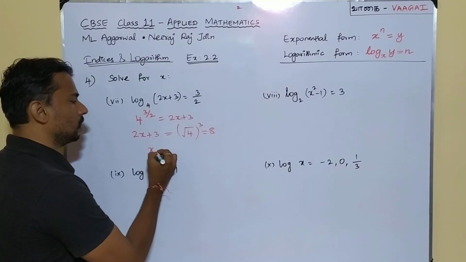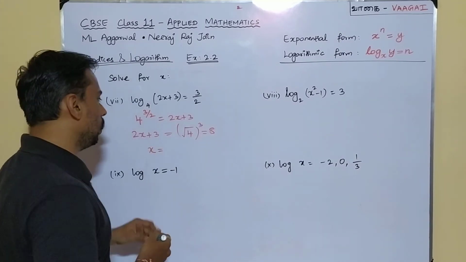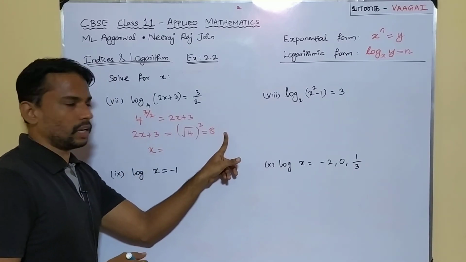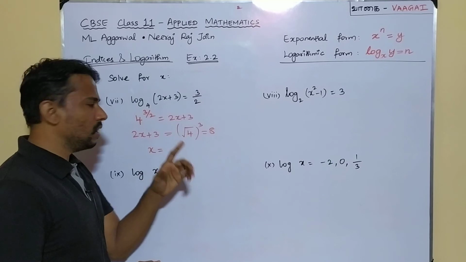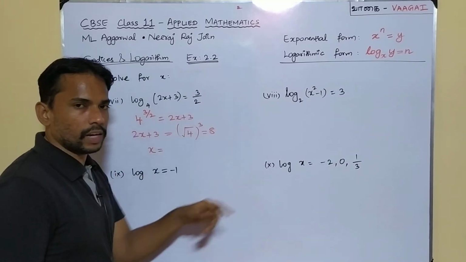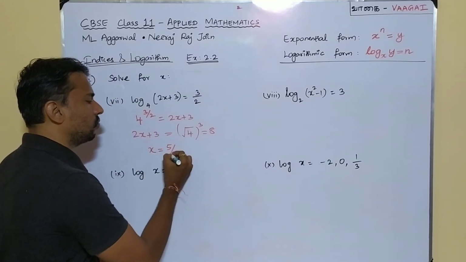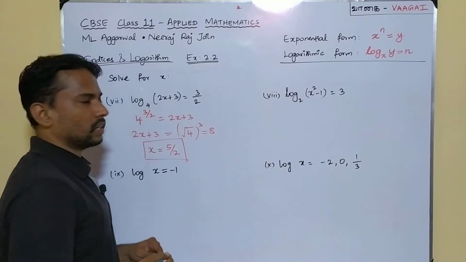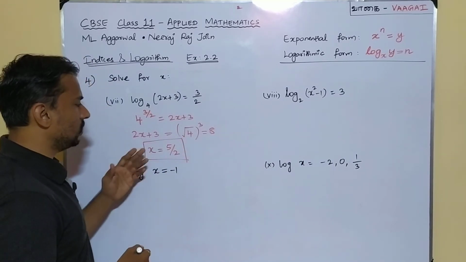So from this we can easily tell the value of x. So x will be equal to what? This plus 3 goes there as minus 3. So 8 minus 3 will be 5, and this 2 will go there as divided by 2. So finally we'll be left with 5 by 2. So x is equal to 5 by 2 is going to be the answer for this 7th subdivision.